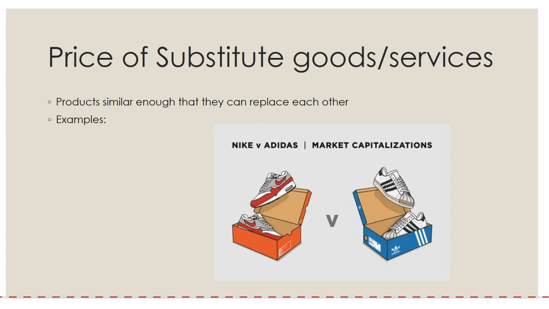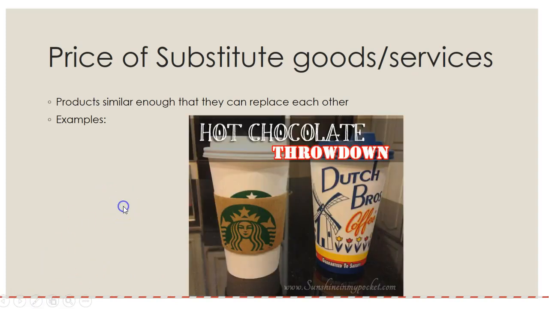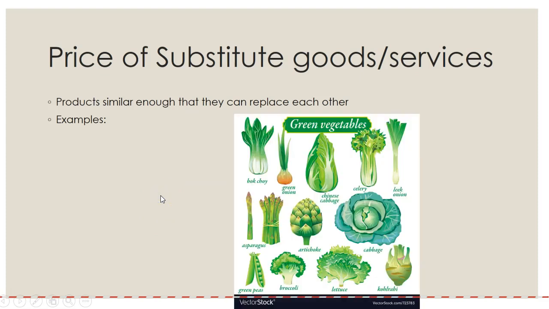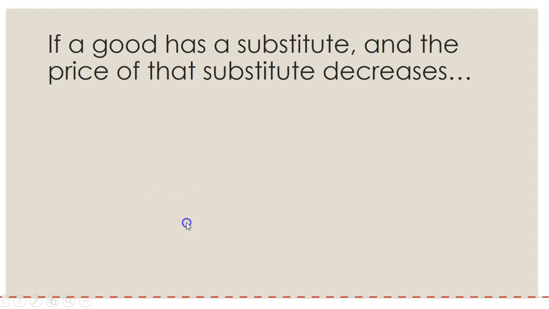So, Nike, Adidas, again, more examples that you can put for substitutes. Dutch Brothers versus Starbucks, again, examples of substitutes. Any green vegetable, substitute each other.